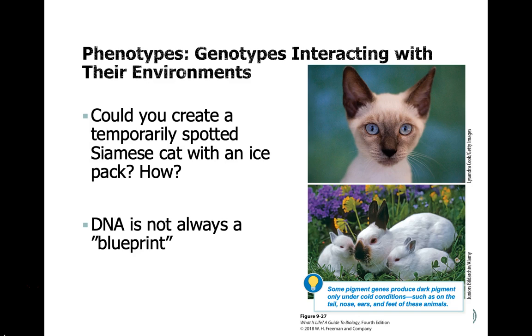Another example of the environment affecting phenotype is the pigmentation in Siamese cats and rabbits. This happens quite a bit in different organisms that have dark pigment.